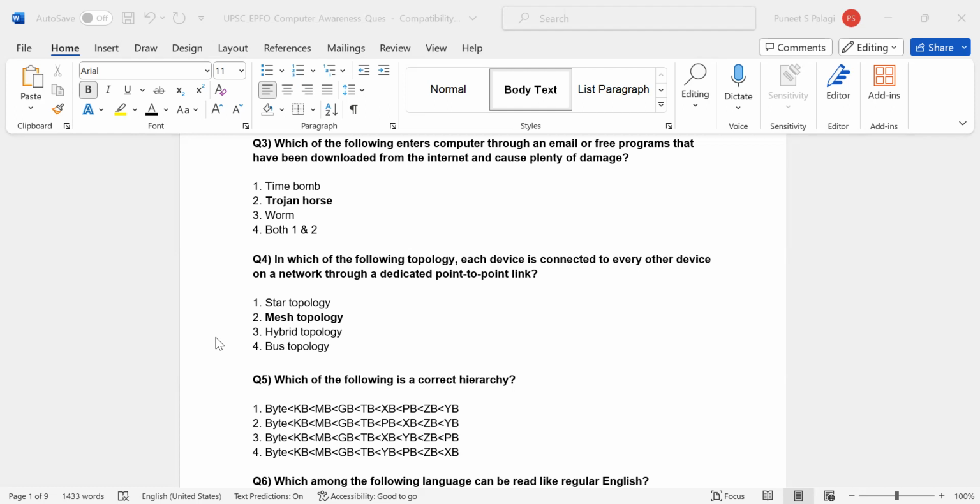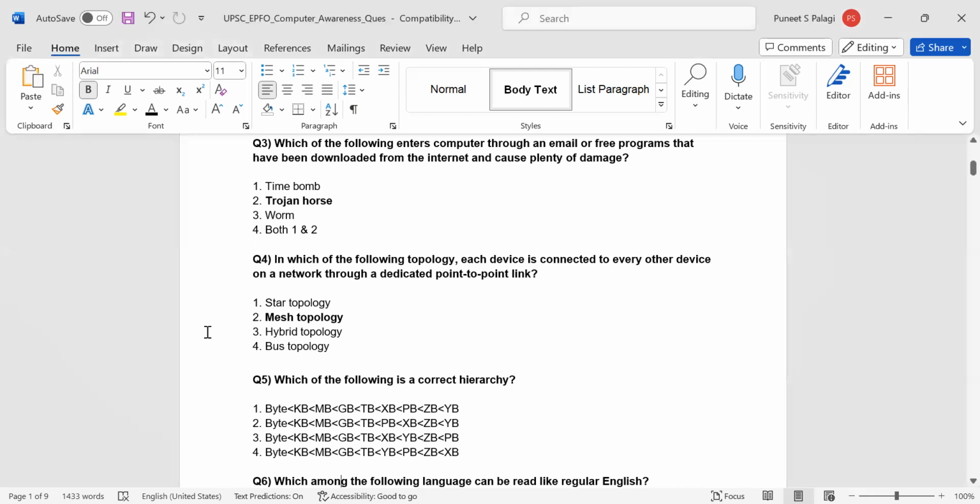So the lowest measure of memory is called a bit. Okay, that is not given in the options, but just to tell you, the lowest unit of memory is the bit, which stores a digit. Bit means binary digit. Then we have nibble. Okay, then we have byte. Then we have kilobyte.